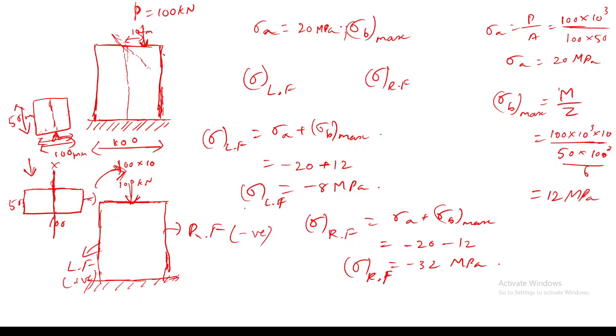So only when you know the value of the total stress at the left and right fiber, then you can draw the stress variation across this cross section, and then you can find out the location of the neutral axis. Okay, so that is the total motivation behind this.